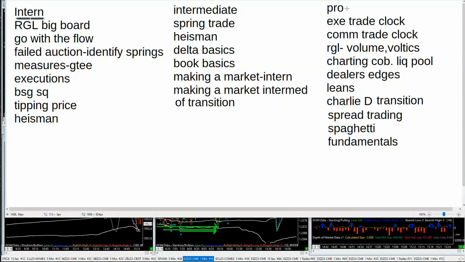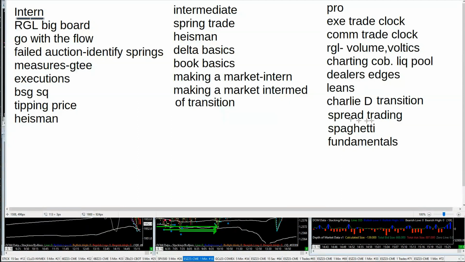And then we move up to the pro level where we start examining things like the XE trade clocks, the commercial trade clocks, the RGL volume in Voltics, charting indicators, things like even RSIs and stuff like that. We can look at these so that you get a little bit more value out of those types of ideas, looking at relative value R-squared type functions. RSIs are perfectly valid. And looking at charting, change of behaviors, liquidity pools, dealer edges, leans, Charlie D transitions.